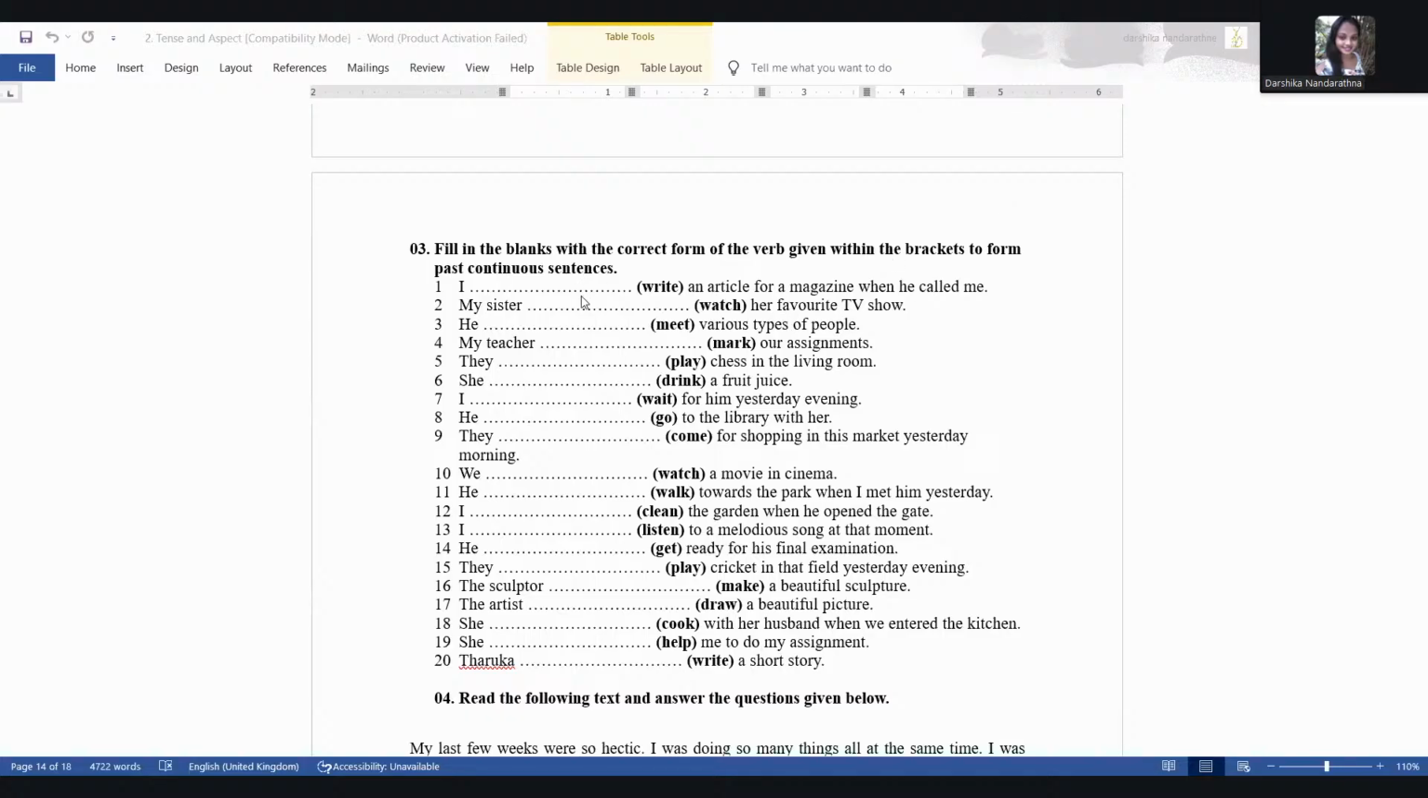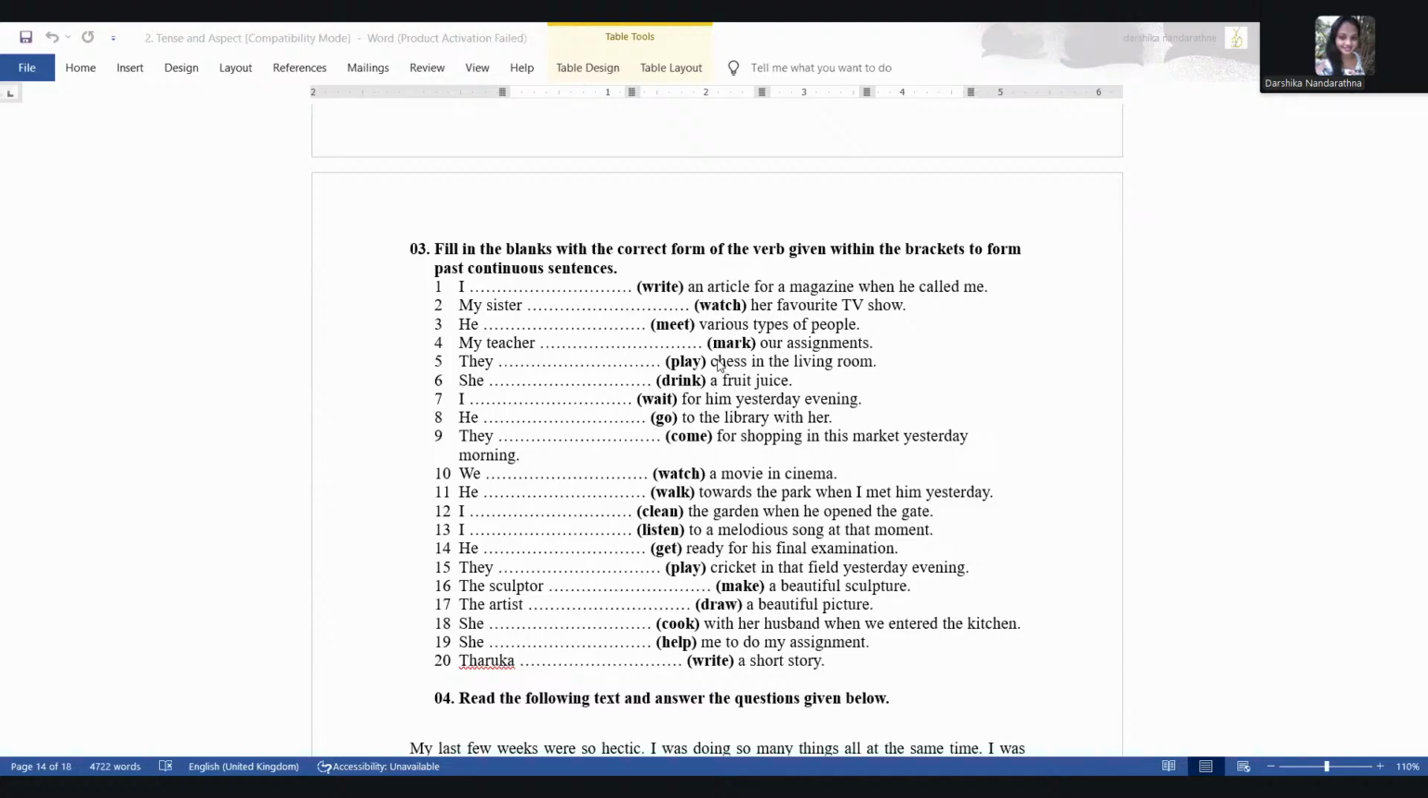First sentence. I was writing an article for a magazine when he called me. Second sentence. Give me the answer. Bhute. My sister was watching her favorite TV show. Very good. He was meeting various types of paper. My teacher was marking our assignments. They were playing chess in the living room.